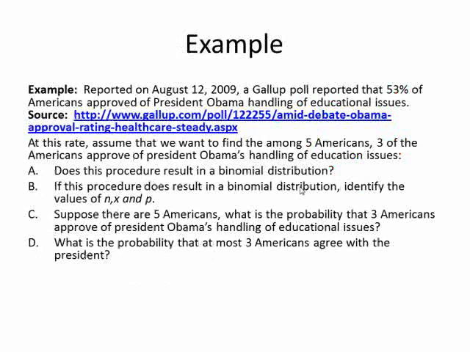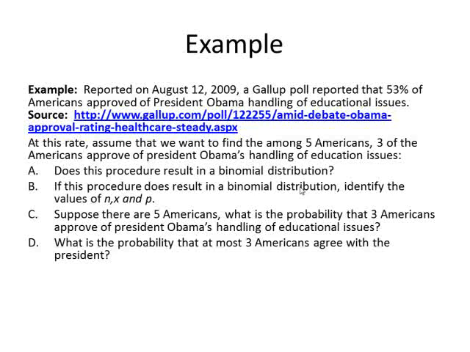A report on August 12, 2009, a Gallup poll reported that 53% of Americans approved of President Obama's handling of educational issues. There's the website in case you're interested. At this rate, assume that we want to find that among 5 Americans, 3 of the Americans approve of President Obama's handling of education issues.